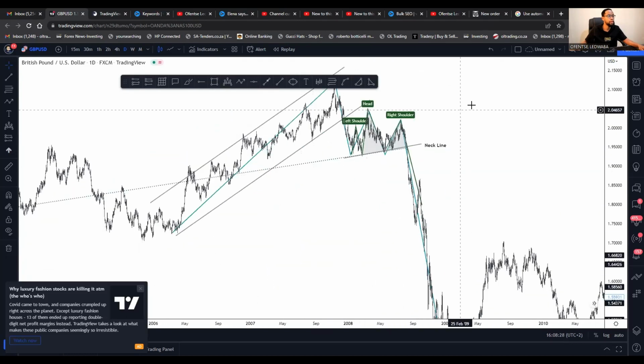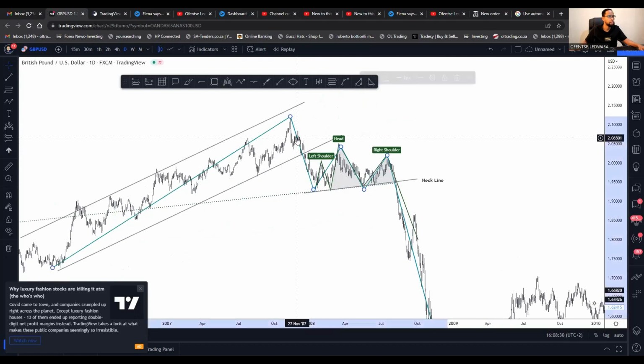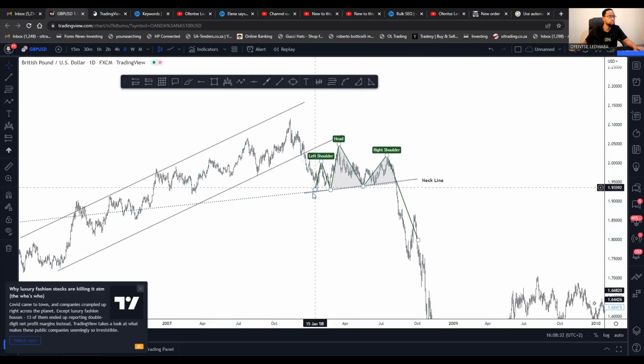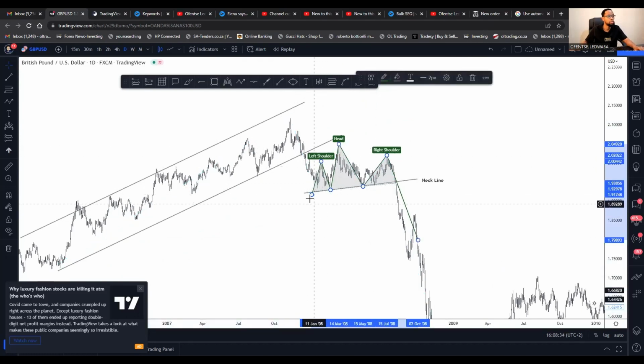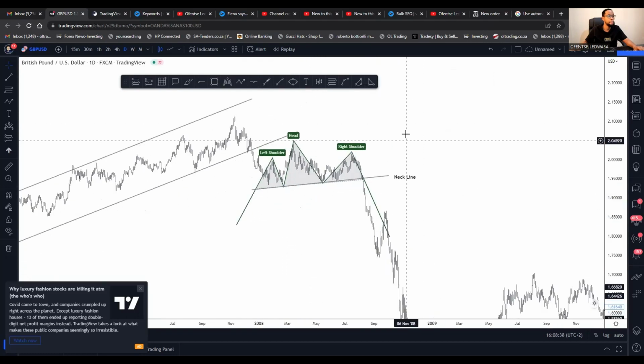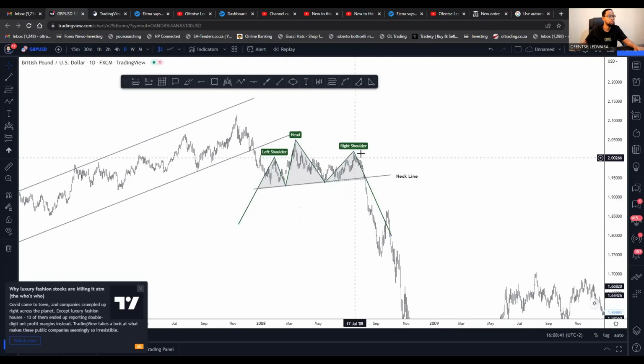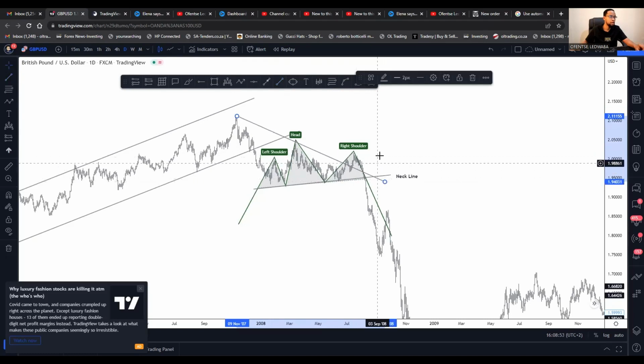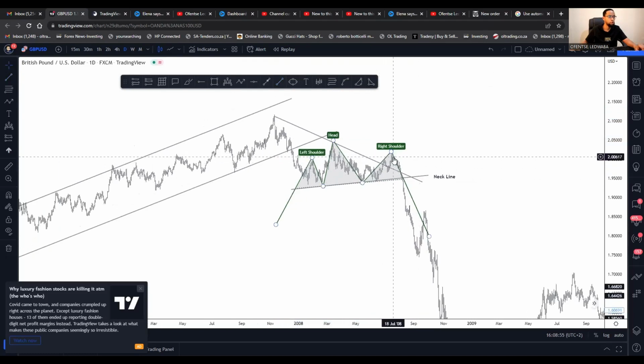Then we push further to the downside. Okay, let me remove this so you can see. So you would see that the market showed us that it's going to the downside. But also, don't forget this point of noticing the fake outs.